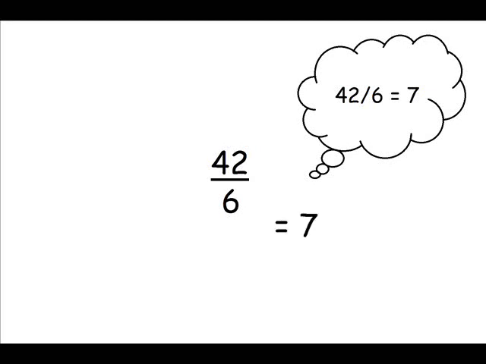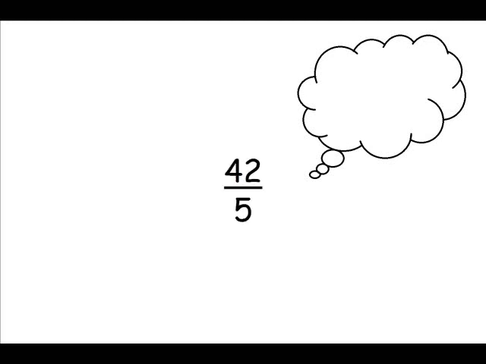But what do we do when the answer doesn't come out to a whole number, or a round number like 7? Let's look at another example, something where the number doesn't divide in evenly. How about 42 divided by 5? We know that 5 times 8 equals 40, and so the first number of our answer must be 8. But we're going to have a remainder of 2 at the end.